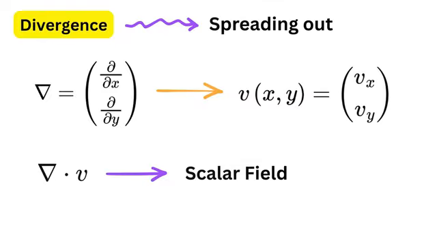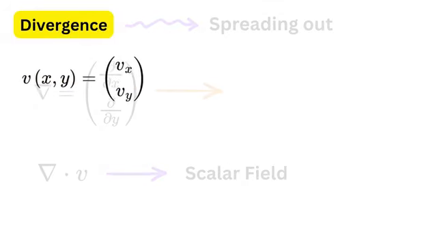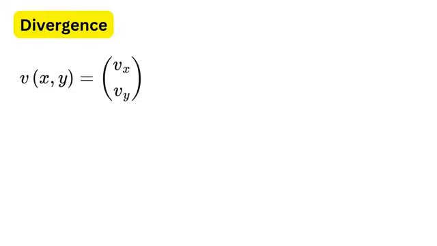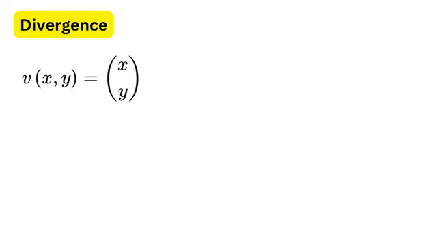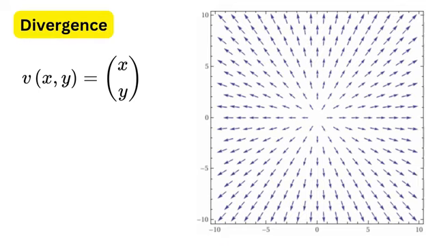To build intuition and understand it mathematically, imagine a vector field V of x, y equals a matrix where the first entry is x and the second entry is y. On a graph, it will look like this. Say this vector field represents the flow of a fluid, such as air or water. At each point, the vector tells you how the fluid is moving.